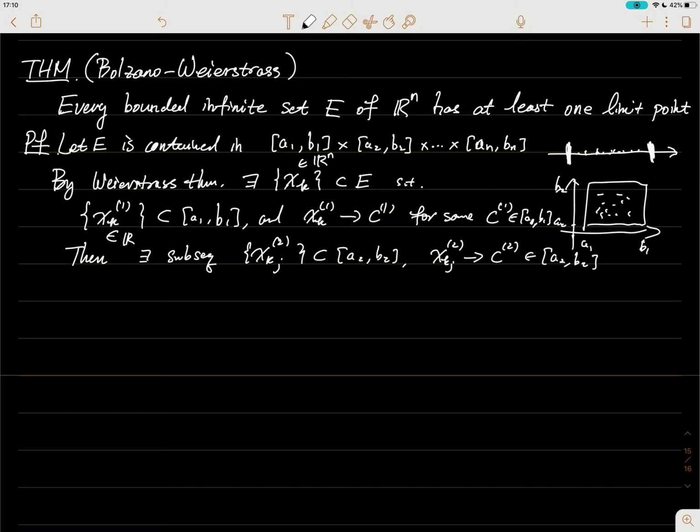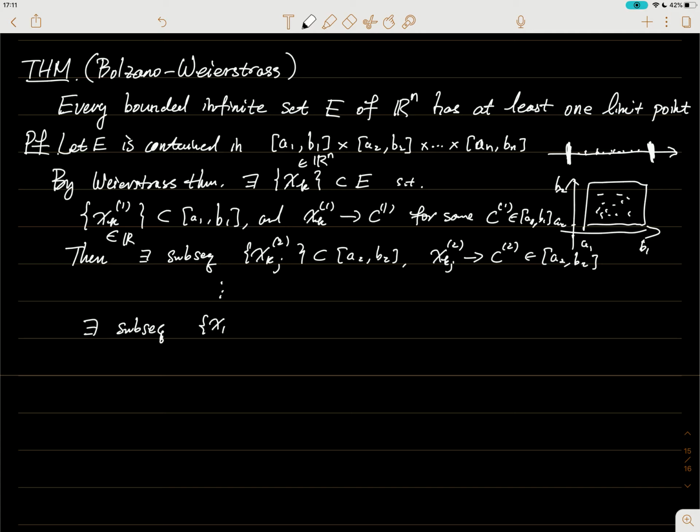Okay, so you can just keep doing this. Every time you extract the subsequence from the previous sequence you got, and make sure that the ith component converges to some ci, for i from 1 to n. Okay, so in general, I can execute this until I finish the last component. Eventually, I'll show that there exists a subsequence.